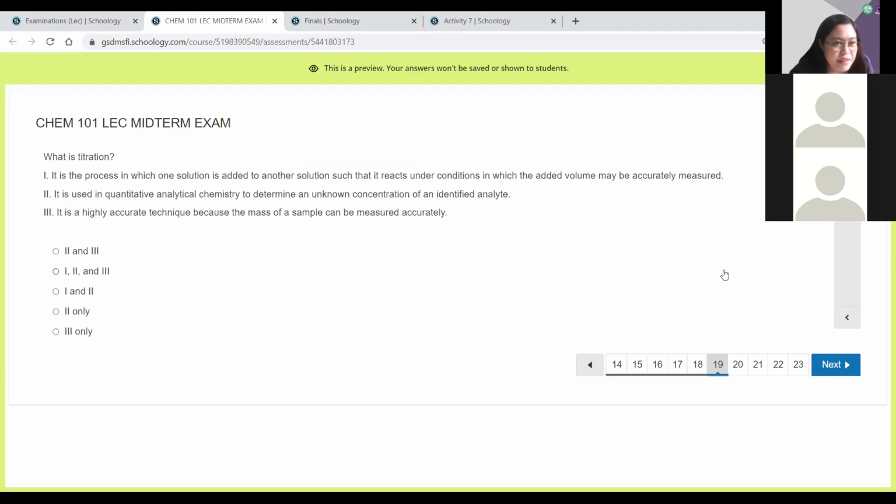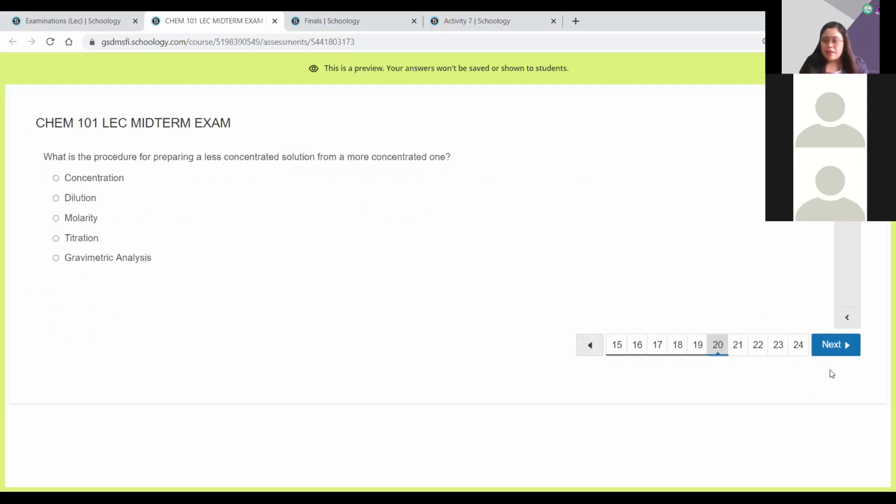How about number 3? It is a highly accurate technique because the mass of a sample can be measured accurately. No, the mass will be in the gravimetric analysis. This time, we are only dealing with concentration. So the answer is 1 and 2.